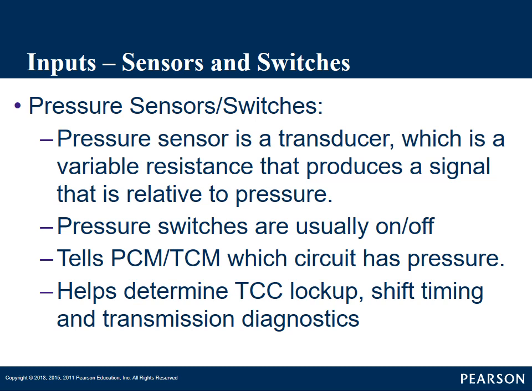You also have pressure switches. These are on-off switches. When pressure gets into that circuit, the switch closes and tells the PCM or TCM that there's fluid pressure in that circuit. It can't tell you how much fluid pressure, but it can tell you if there's pressure in that circuit. Usually it has to be a certain amount of pressure to trigger that switch. They use these to help in TCC lockup, shift timing, and it also helps in transmission diagnostics.